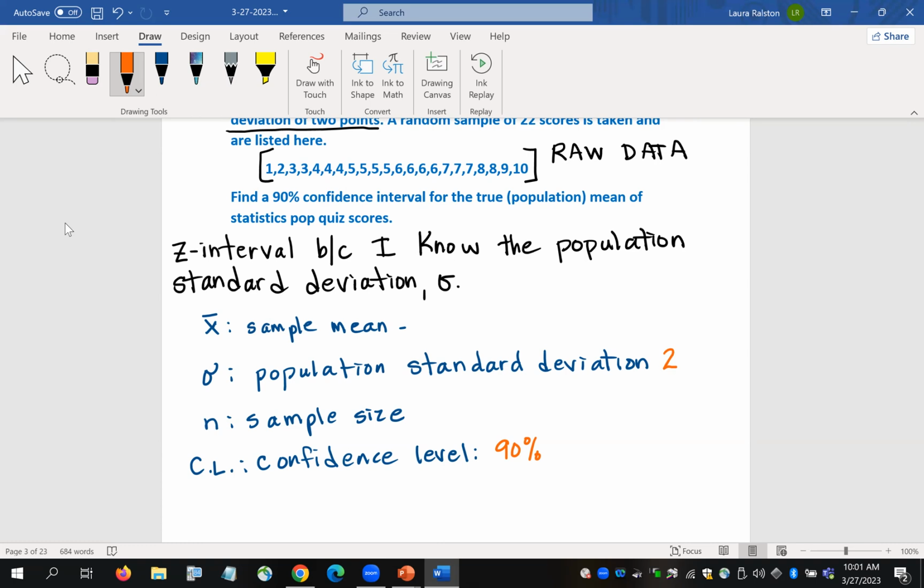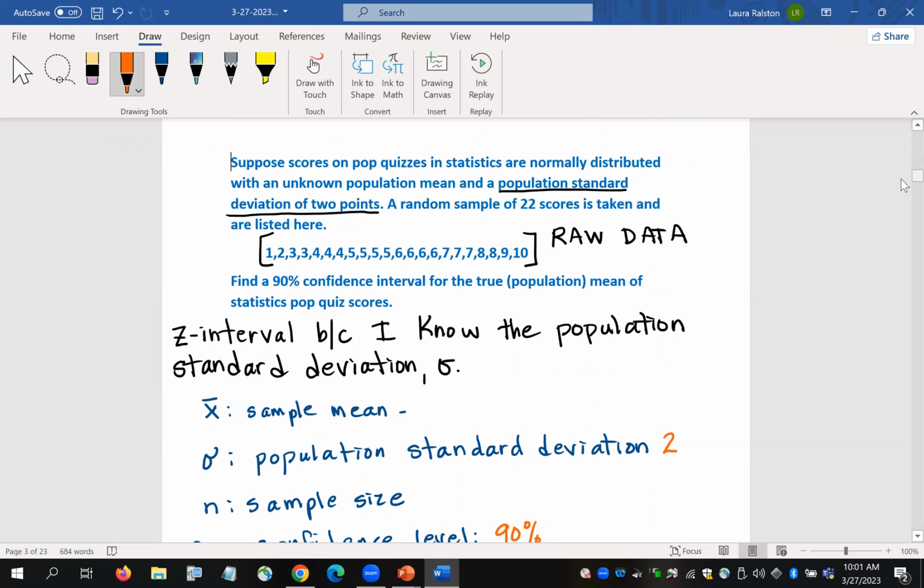I don't initially know the sample mean. It does, however, tell me that we use a random sample of 22 scores. But even if it didn't tell me that, guys, I could count to see how many data values are given. So my sample size here is 22. I have the raw data. I'm going to have to enter that raw data into Minitab. And I printed this page out so I could have the numbers. So I'm going over to Minitab.